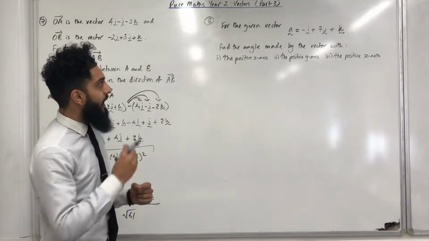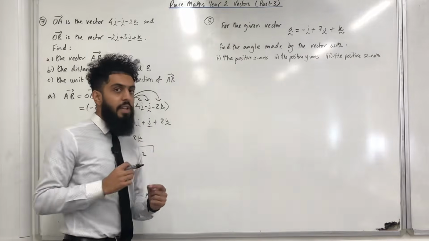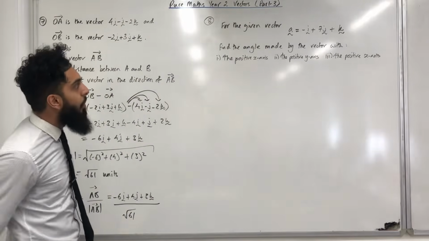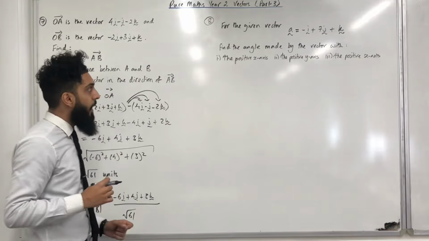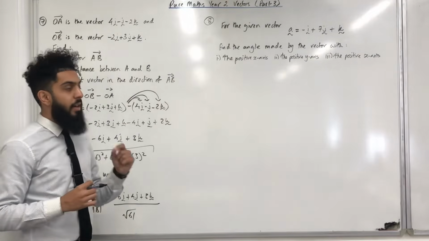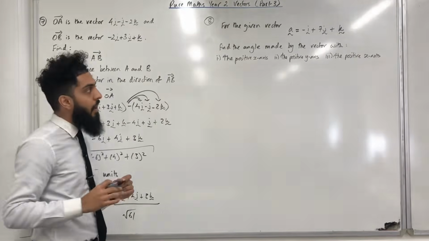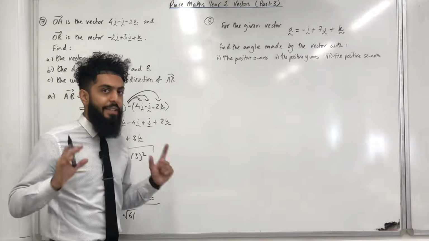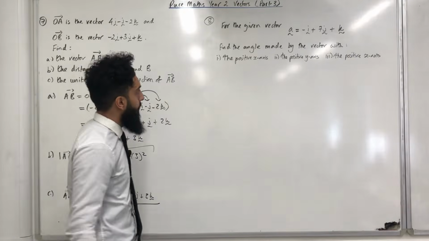For the given vector A, which is minus i plus 7j plus k, find the angle made by the vector with Part 1, the positive x-axis, Part 2, the positive y-axis, and Part 3, the positive z-axis. So let's start off with Part 1.